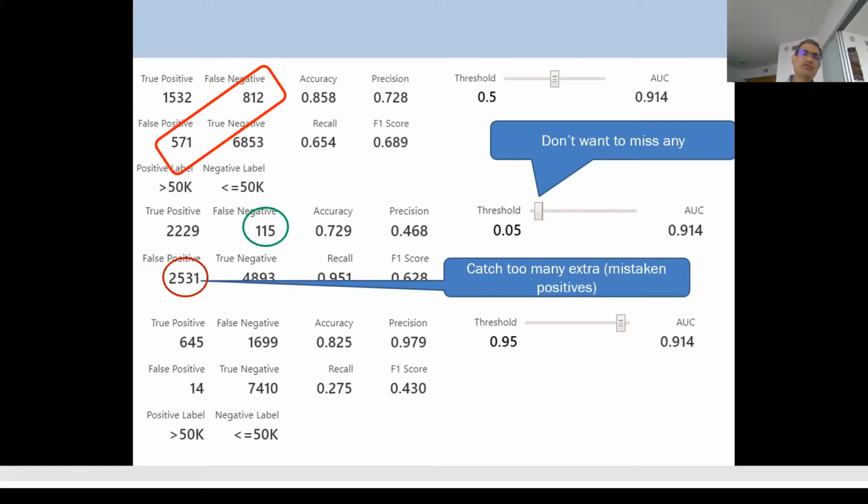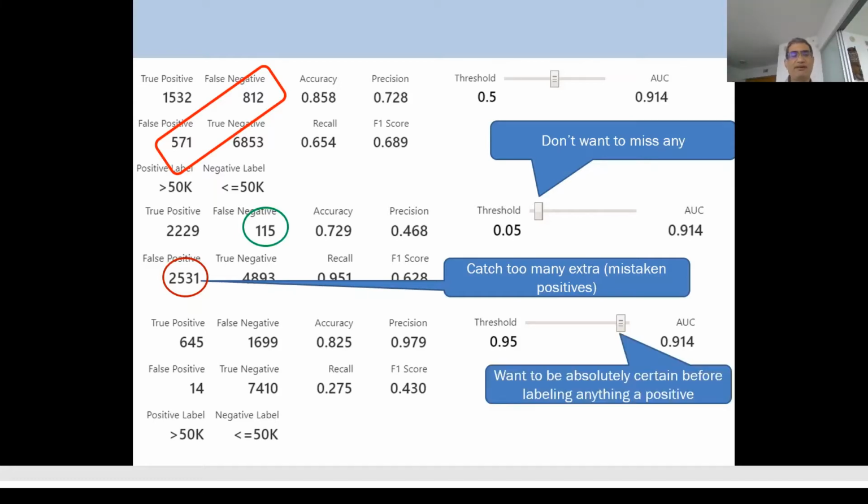What if I move the threshold all the way to 0.95? And then I want to be absolutely certain before I label anyone as having the disease. I don't want anybody to panic unnecessarily. We don't want false positives. Okay, so false positives go really, really down, and that's wonderful. See what happened. This is terrible. We have missed 1,700 people, right? 1,699 people have been falsely called negative, whereas they should be getting treated. So we cannot win here.